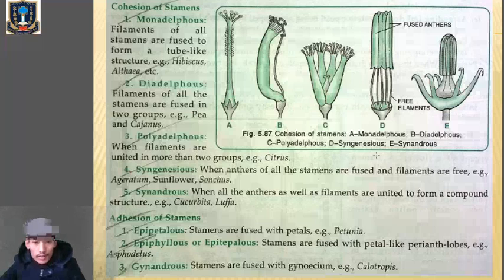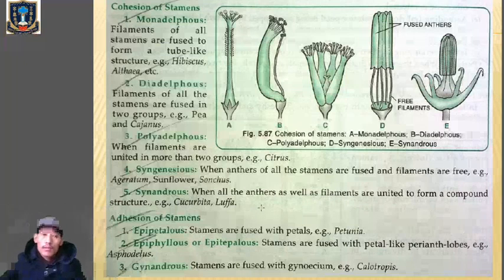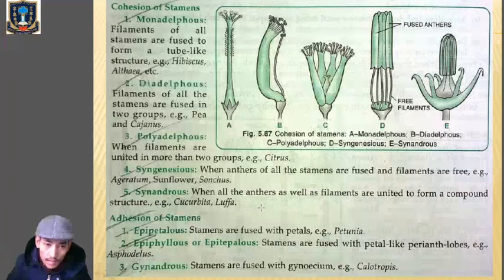Then number E is synandrous stamens. So when all the anthers as well as filaments are united to form a compound structure. So here you can see that the anther is also united and even the filaments are also united. So when both the anthers and the filaments are united and form a compound structure, then that is called synandrous stamens.